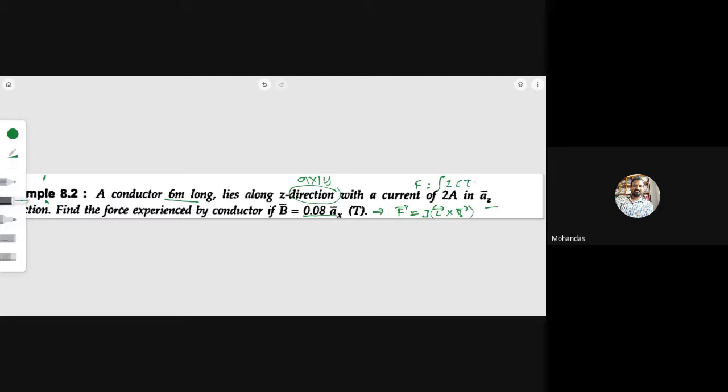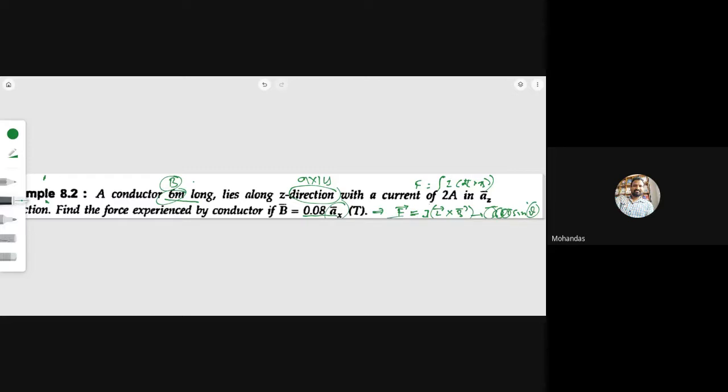I into dl cross B, or else only the magnitude of B is given, and only the length is given, and only the current is given. If the vectors are given, you have to write F equal to I into L cross B. If you expand this, you will get BIL sin theta. If they give only magnitude and angle, then you will use BIL sin theta. But if they give it in the form of vectors, then you use F equal to I into L cross B.